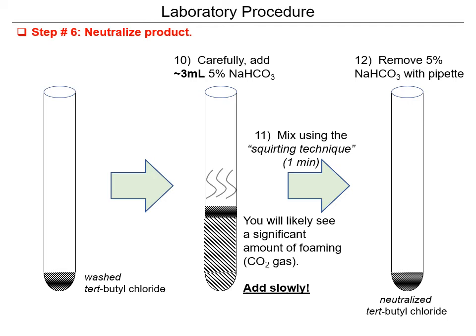With your washed product, carefully add approximately 3 milliliters of 5% sodium bicarbonate, dropwise. You will likely see a significant amount of foaming due to CO2 gas formation. Be careful. Once the bubbling has subsided, mix again using the squirting technique. Then, remove the aqueous layer with the pipette.